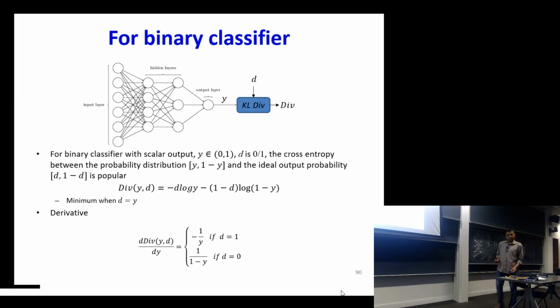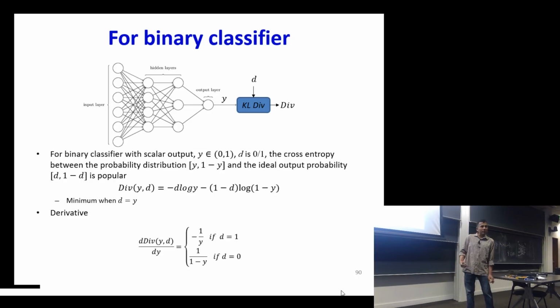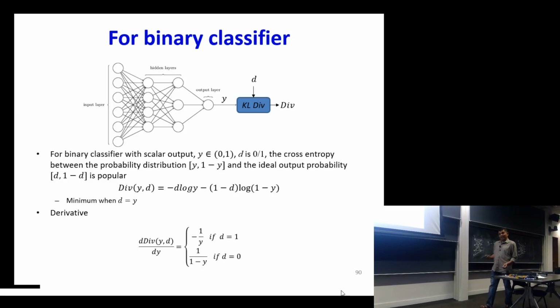So if y is exactly equal to d, then if d is 0, this is 1 times log 1, which is a 0. So this term goes away. This is 0 log 0, that becomes 0. If d is 1, this becomes 1 times log 1, which goes away. This 1 minus d becomes a 0, this becomes a 0 log 0, it goes away. So when the desired output and the actual output are the same, this value becomes 0.